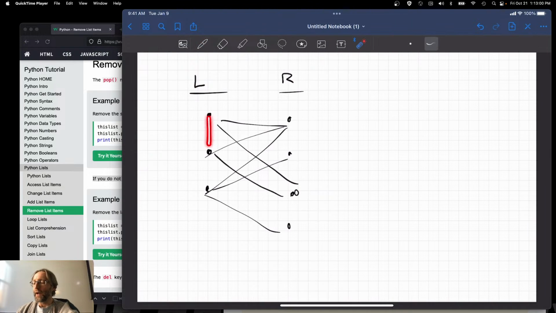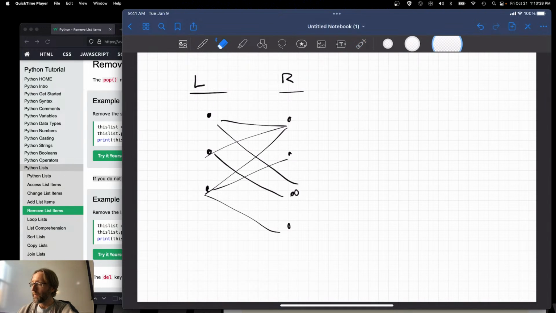You do not have edges that connect one vertex in L with another vertex in L. All of these would be, nope, that's not bipartite. Can you partition the vertices into two disjoint partitions so that edges only go across those partitions and not among the partitions? This is a bipartite graph.